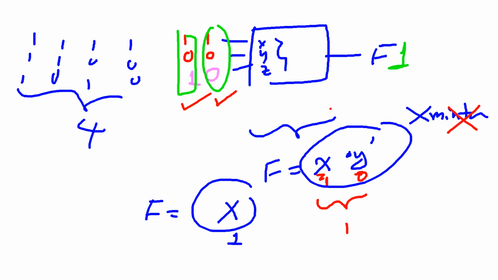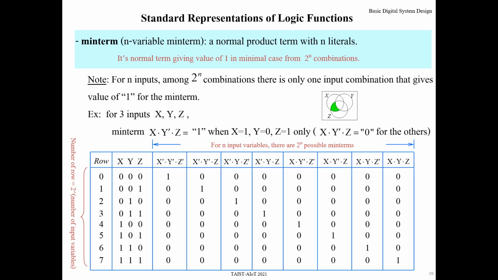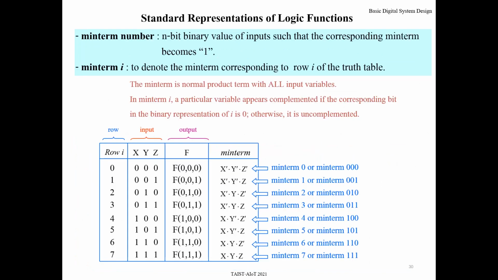Okay. That means a min term must AND all input variables, right? If some input variable is removed, the number of cases that make the function become 1 will increase. From only 1 case for a min term, when you remove 1 variable, there are 2 cases. When you remove one more variable, it becomes 4, and so on. The value that makes the min term become 1 is called the min term number. You can write it in binary form or decimal.